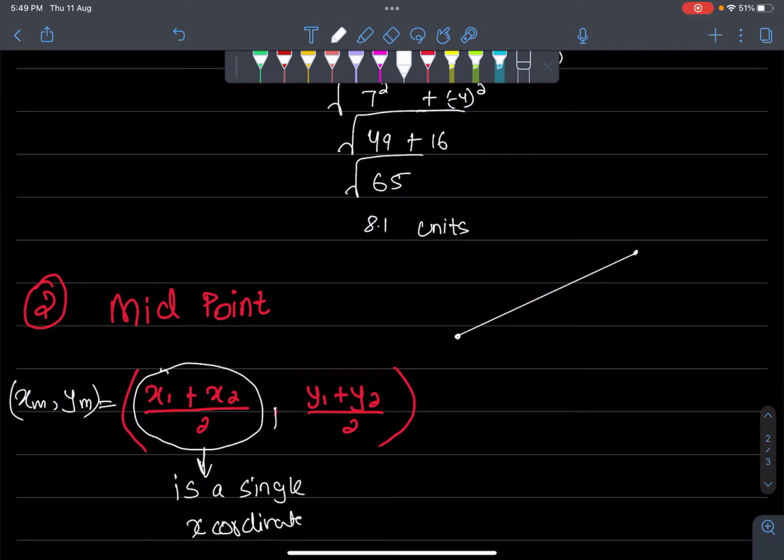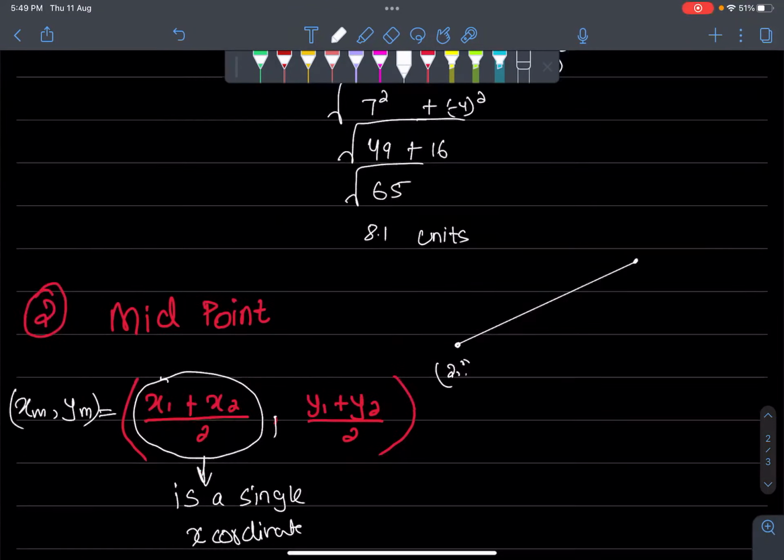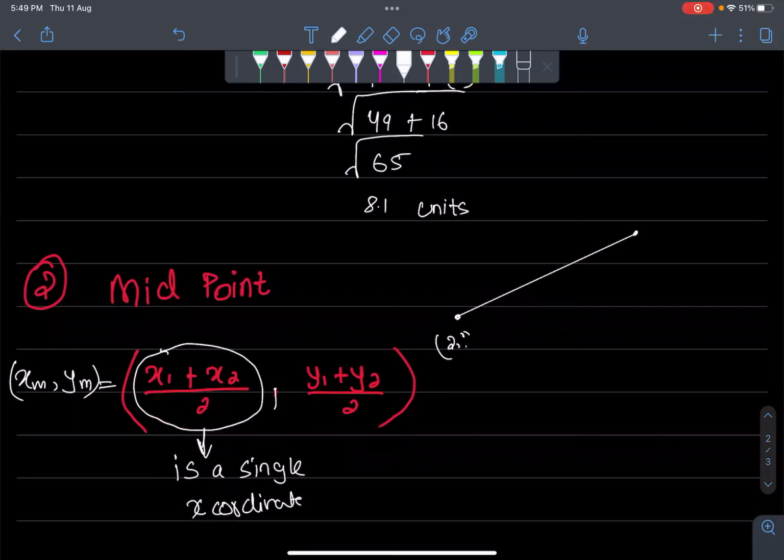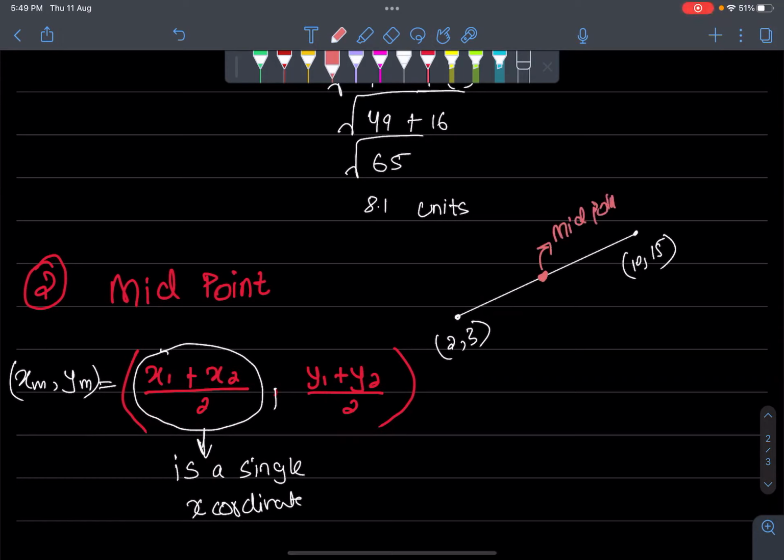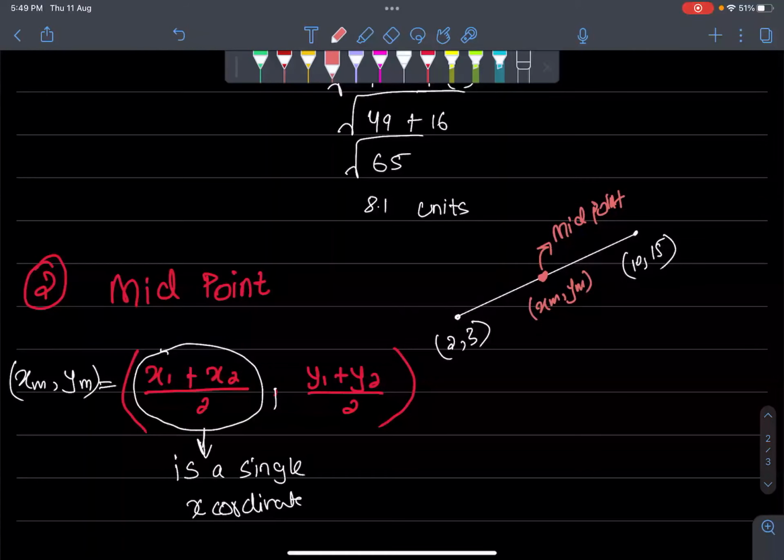For example, let's say this coordinate is 2 comma 3, and this coordinate is, let's say, 10 comma 15. Now you want to find the midpoint. So this is xm comma ym. Why am I using the letter m? To focus that m is for midpoint.